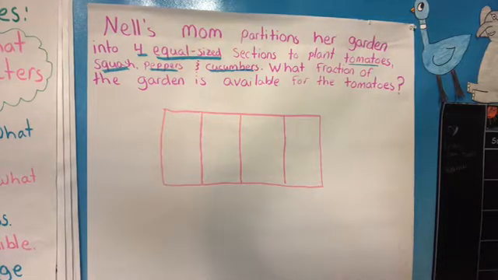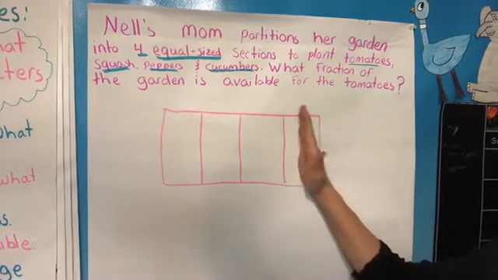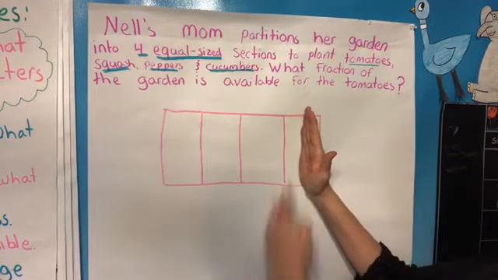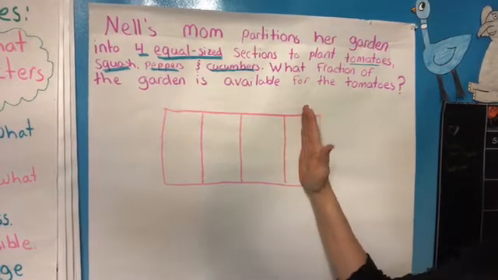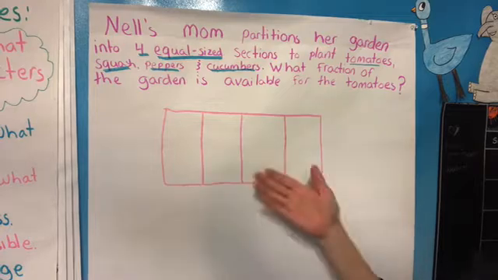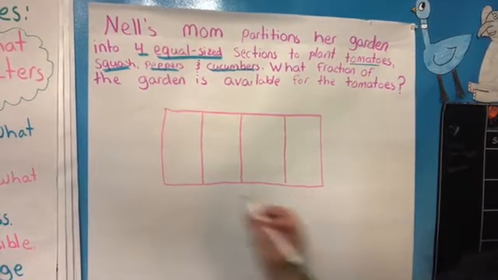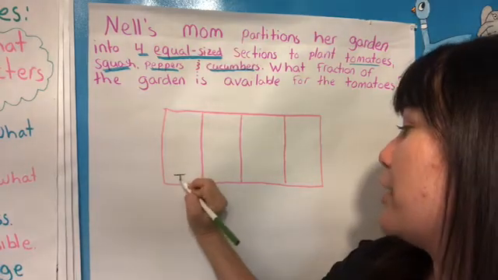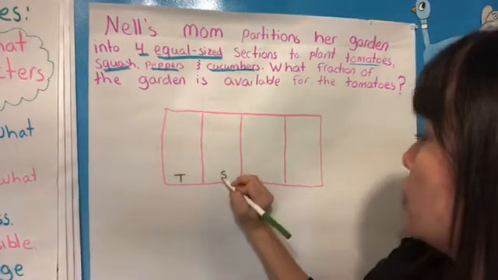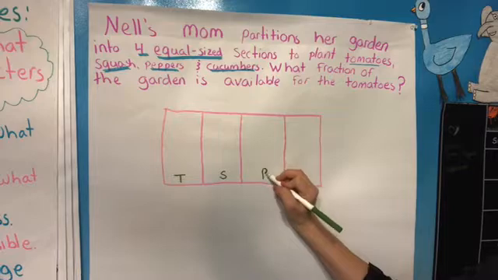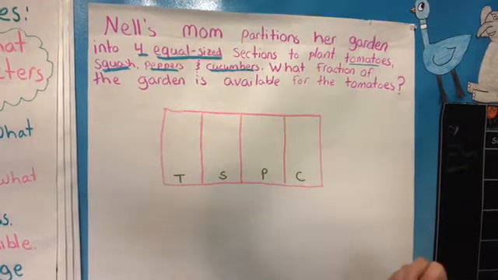They are mostly. Now, if you drew this line way over here and this portion of the garden is super big, then you're gonna wanna erase it and make it look as close to equal as possible. So just to help me out, I'm gonna label the tomatoes, the squash, the peppers, and the cucumbers.